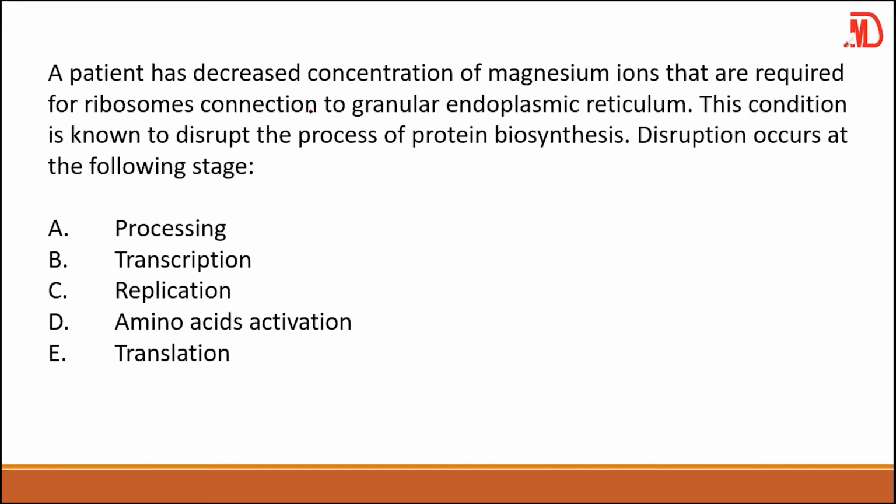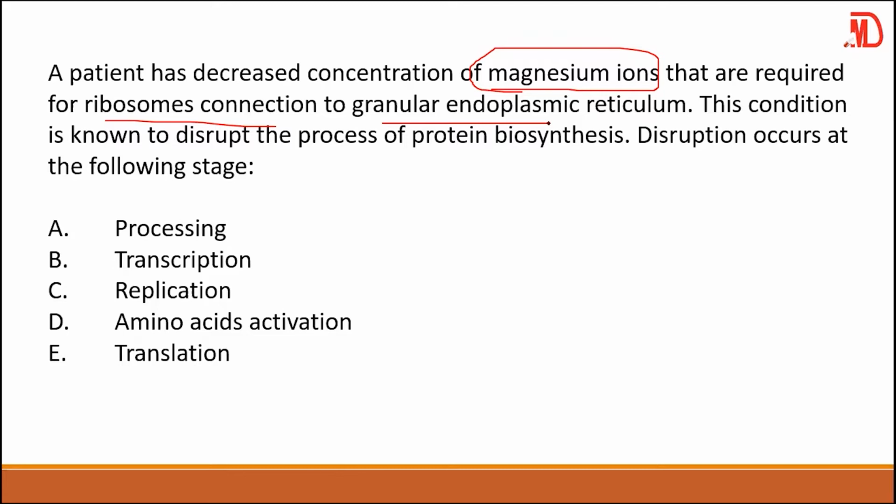A patient has a decreased concentration of magnesium ions that are required for ribosomes connection to granular endoplasmic reticulum. Now you ask yourself, why would that be? Have you heard of rough endoplasmic reticulum and a smooth endoplasmic reticulum before? I believe so. Now, when we talk about smooth, it means there are no ribosomes attached to them. When we say rough, we are referring to endoplasmic reticulum that have ribosomes attached to them.